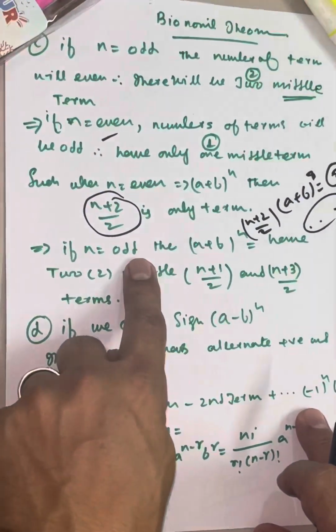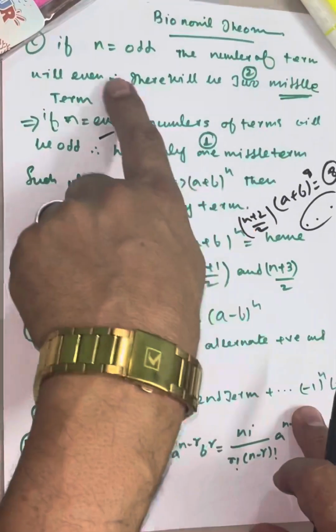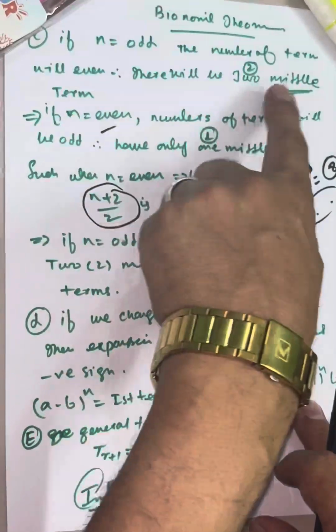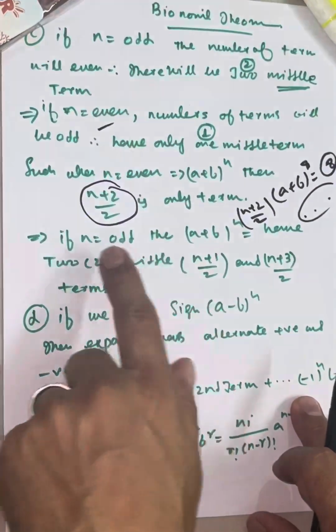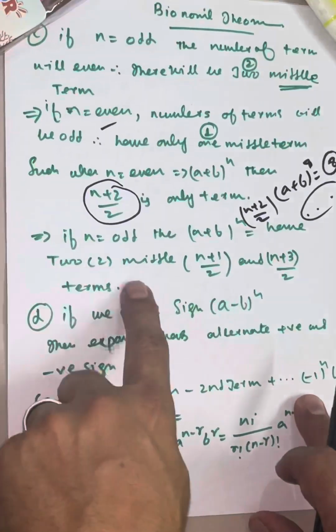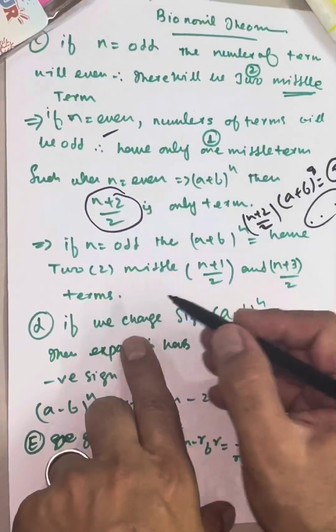If n is odd, then there are 2 middle terms. When n is odd, the number of terms will be even and there will be 2 middle terms. So if n is odd, then (a + b)^n has 2 middle terms. And the 2 terms, how can you find them?